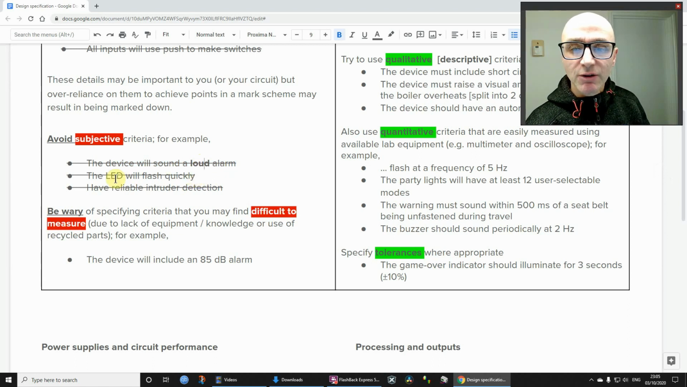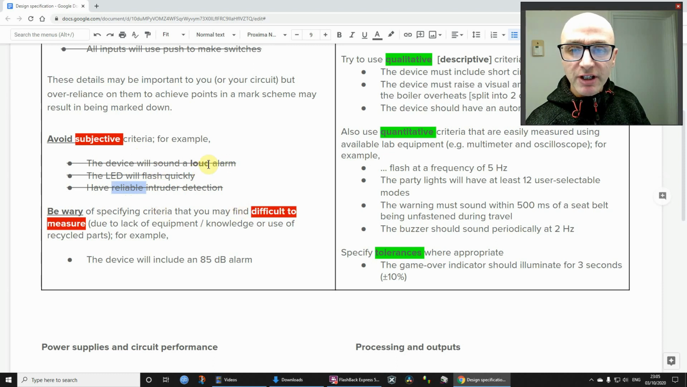Saying that an LED will flash quickly or a motor will run quickly or slowly or whatever, once again, they're very subjective. What is quick, what is slow? Okay, so avoid those. And if you talked about reliability, just by saying it's reliable, that one is also quite dodgy. You can specify reliability in terms of system availability and things like that, but that is not a subjective thing. Okay.